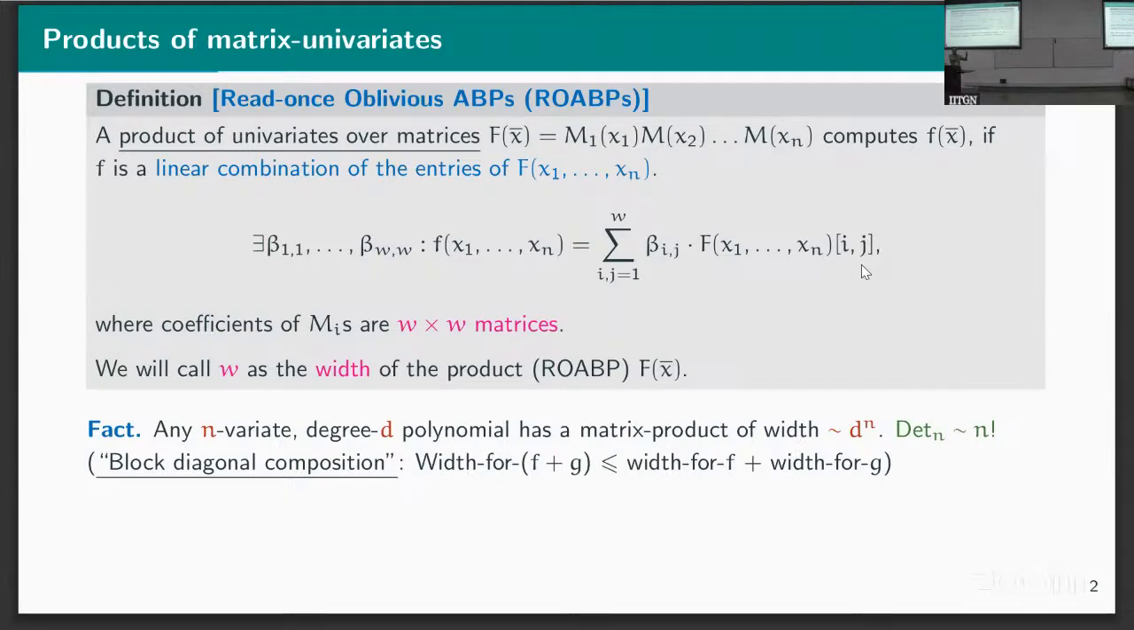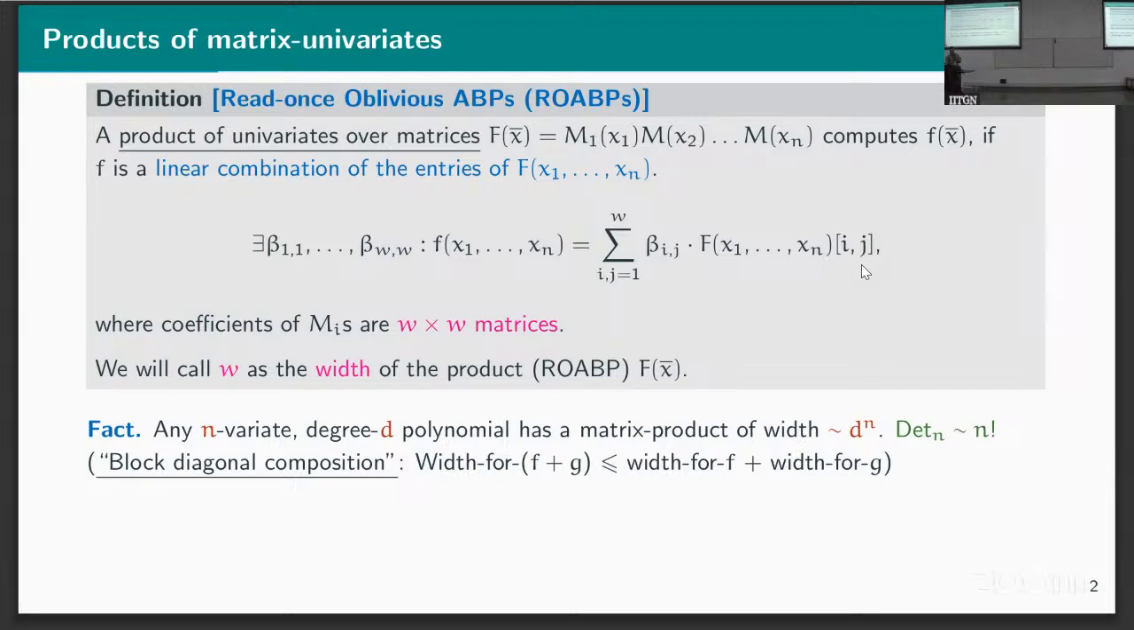Okay, so I say f has an ROLP of width w if f can be written as a product of univariate polynomials where w cross w matrices are appearing as coefficients, and you take the final product and take some linear combination of all the entries and you can get your polynomial. You can think of the product if you have understood it better, but these two terms I'll probably be using interchangeably. So for any polynomial, I can write it as an ROP of width d to the n. And why is this true?